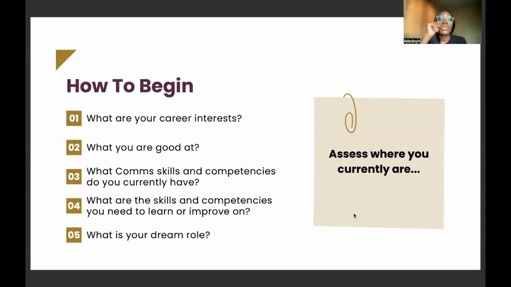You need to start with what your career interests are. Now, as I progressed in my career, I realized that I wanted to work with organizations that had some sort of social impact attached to it. I didn't want to work for an organization that has a purpose or mission that doesn't resonate with me.